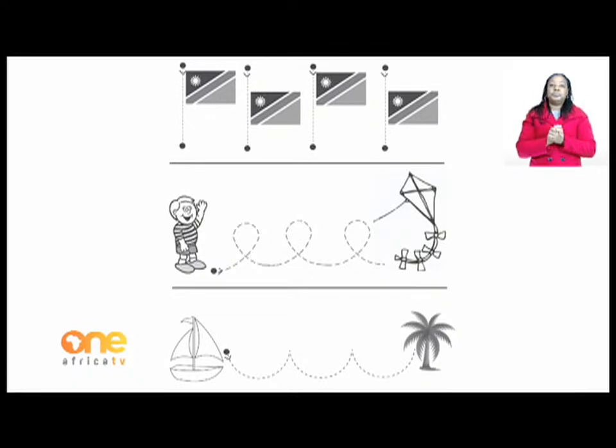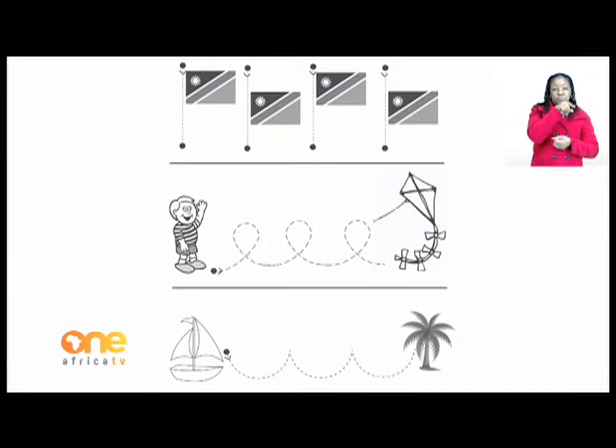Let's look at the second row. Now we need to trace the handwriting pattern. There is a little boy who wants to get his kite. Now he needs to find the right path to get to the kite. Now let's trace starting from the dot on the left-hand side where the little boy is standing.